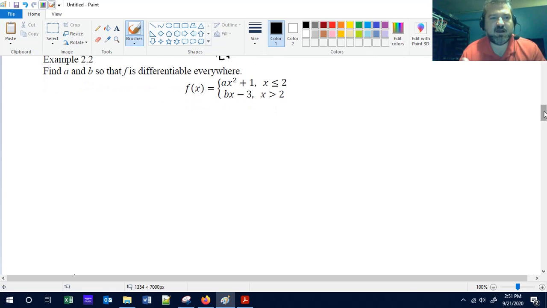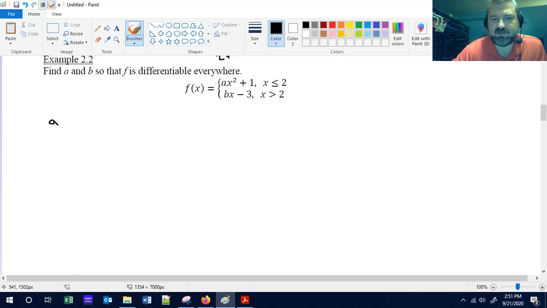Alright, next one. We're going to find a and b so that f is differentiable everywhere. Well, we know that to be differentiable, you need to be continuous and smooth, or have local linearity. Or in other words, you need to be continuous and have the derivative be the same coming from the left as from the right. So first of all, let's ensure that this is continuous, which means that the value on the left and right have to be the same. And that's going to happen at x equals 2.